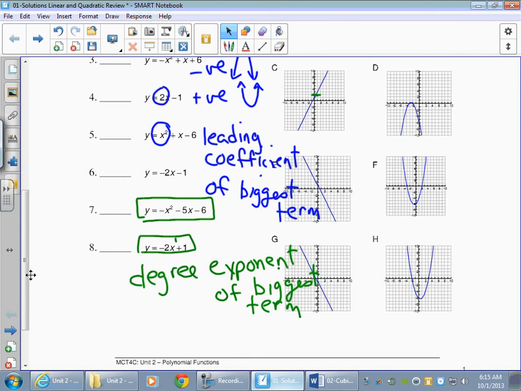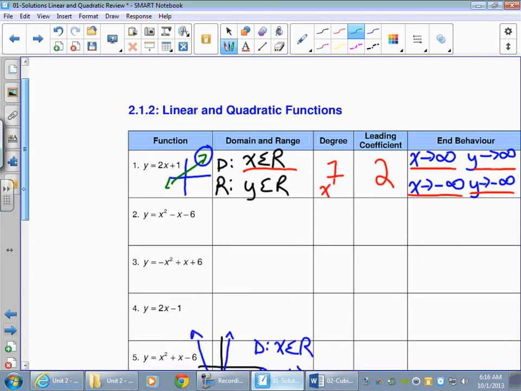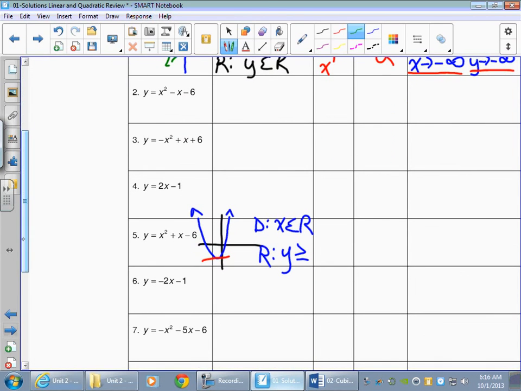And as I said, this is the one here. Can't even really read it very well, but it looks like, oh, what a surprise, -6. And so coming back to this side, the -6 value is going to be the lowest possible value on the graph. So my y values will all be greater than or equal to -6.